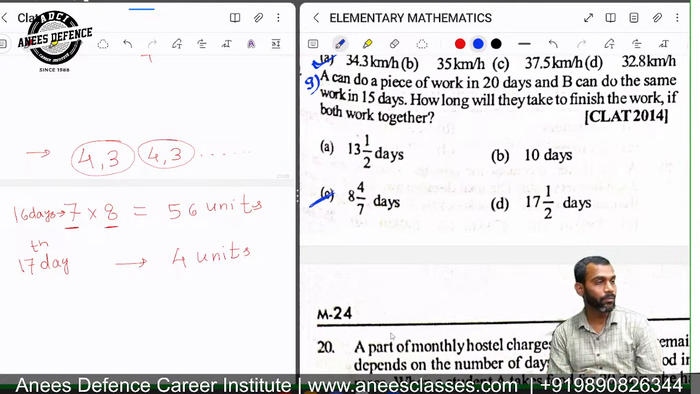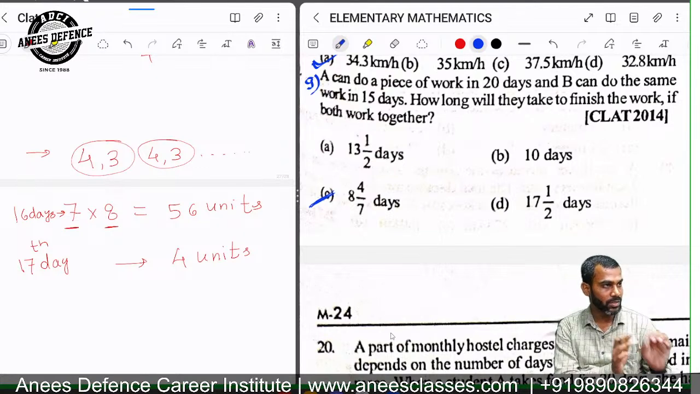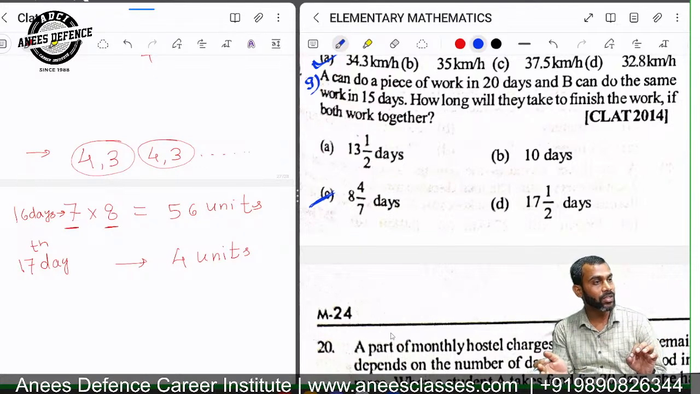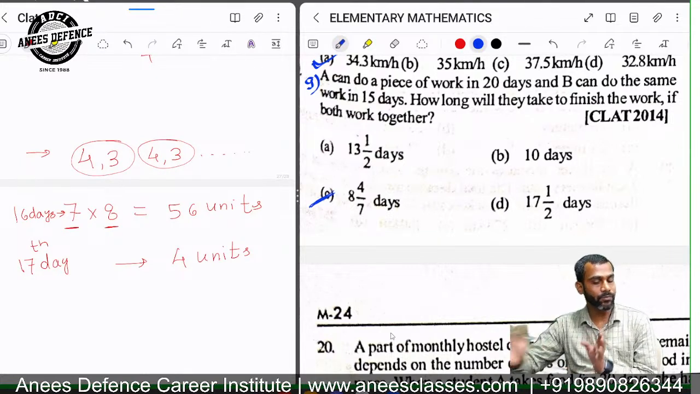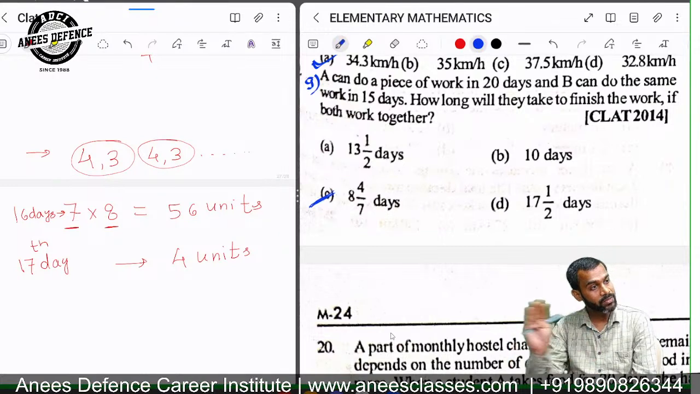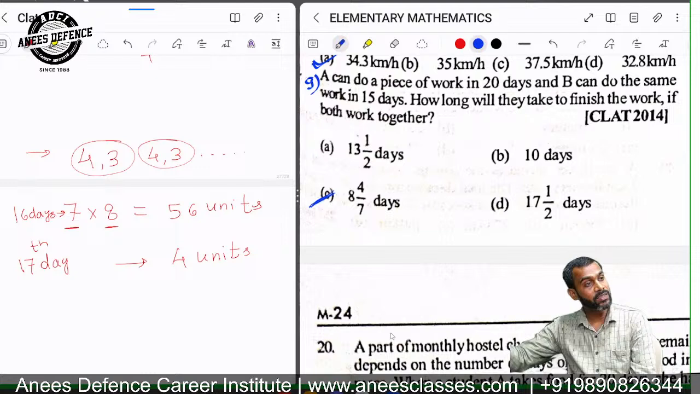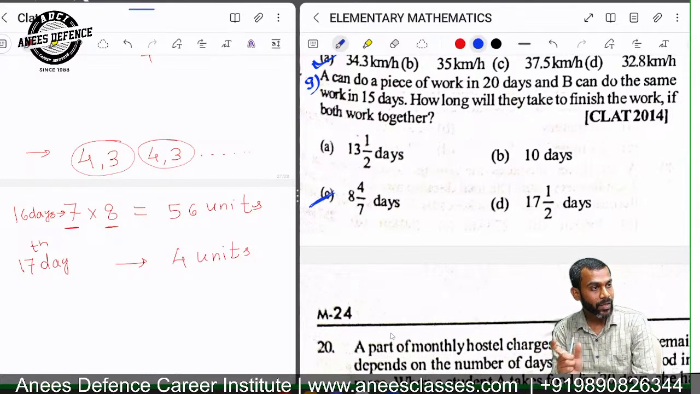Yes or no? If A and B both work together, I mean for 2 days, first day B works for 4 units, and the second day A works how many units? It works 3. So 4 plus 3, 7. 7 on the second pair again, next 2 days again 7. So for 4 days, 7 plus 7. For 6 days, 7 plus 7 plus 7. So how many pairs will be needed? 8. 7 into 8, 56 total units, and 8 into 2, 16 days.